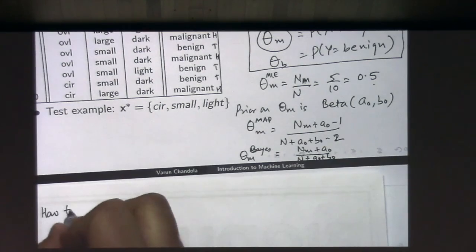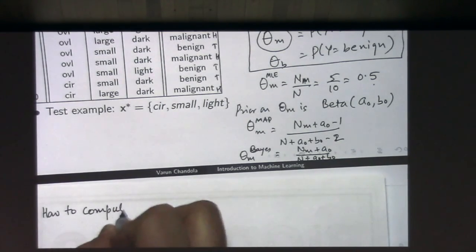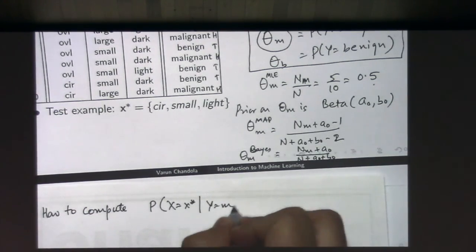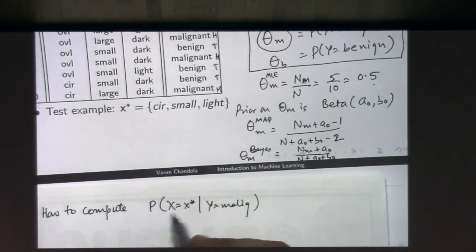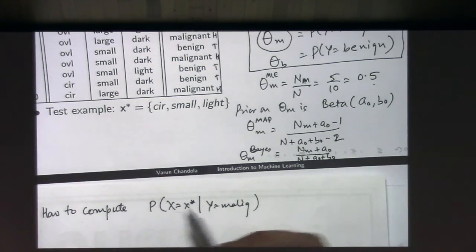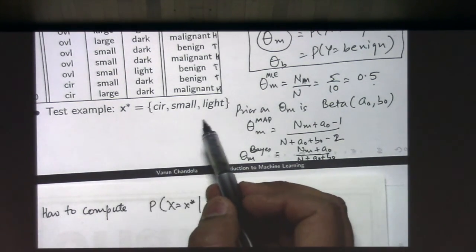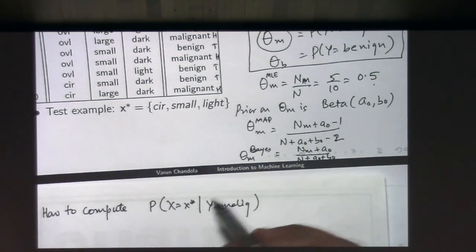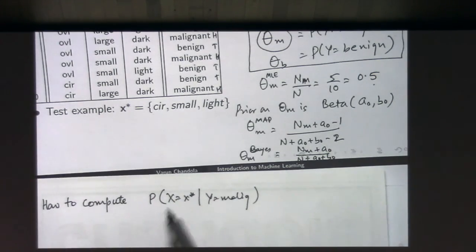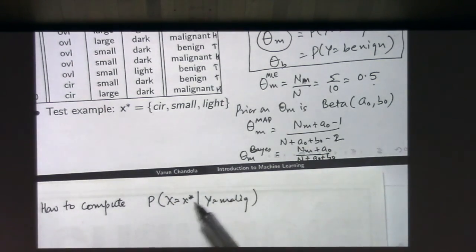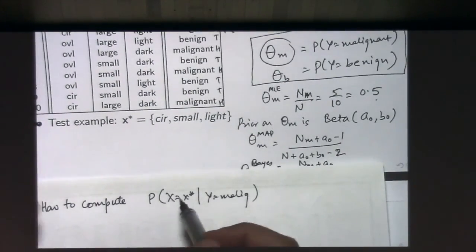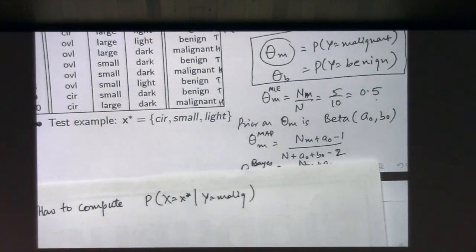How to compute the class conditional, right? x given y is equal to malignant. Now remember that this x is not just one random variable, it's a vector of 3 random variables, right? Which means that if you want to compute a full probability distribution, we saw in the last class, we would need 2 to the power 3 minus 1 probabilities, right? Because, what is a probability distribution? A probability distribution is essentially an enumeration of the probabilities of all combinations, right?